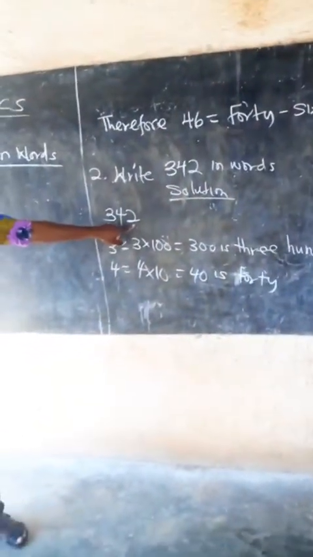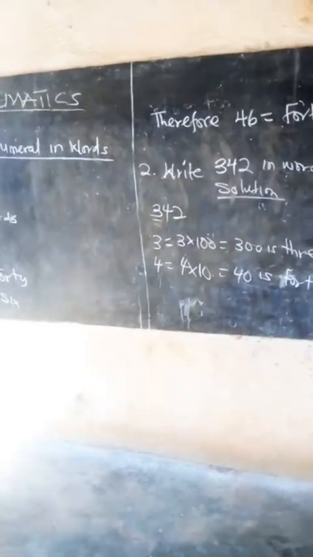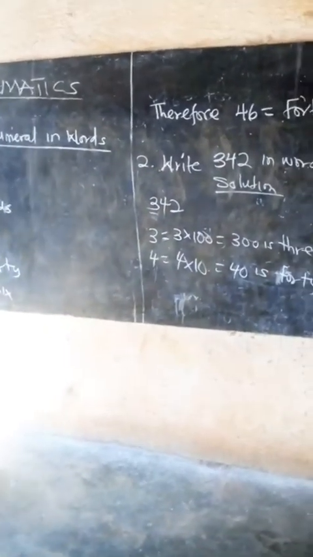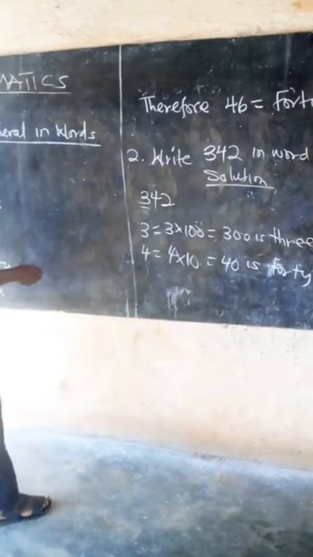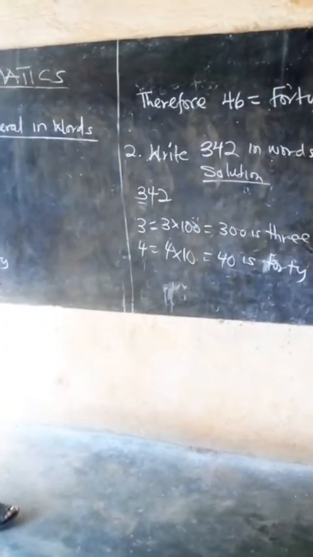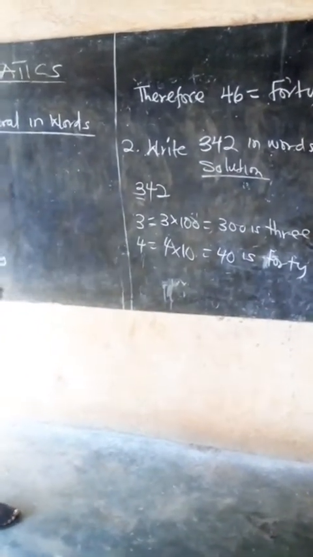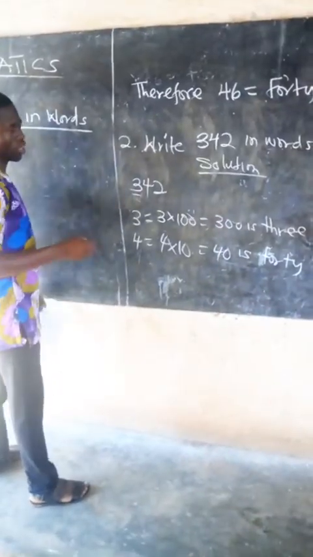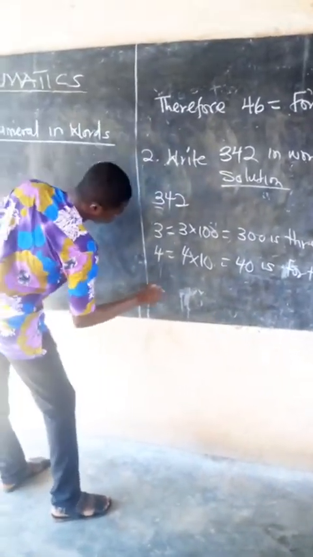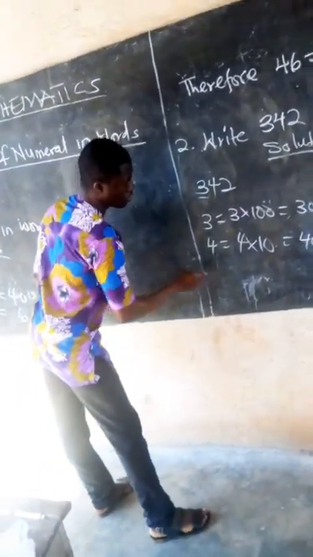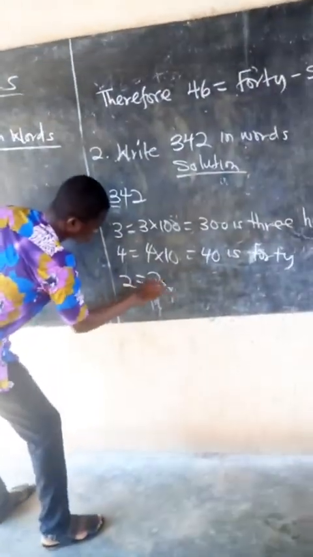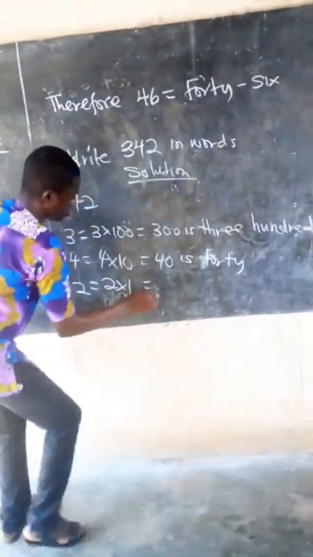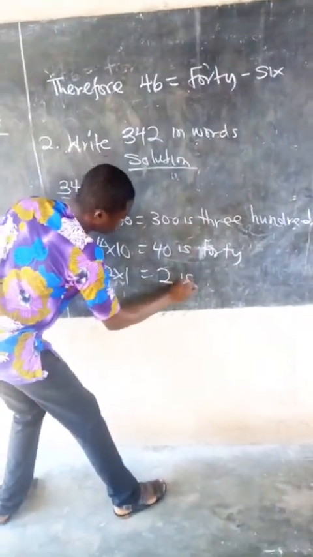From 4 we move to 2. 2 is in ones. So from hundreds you move to tens, from tens you move to ones. So the 2 is in ones, and the 2 is equal to 2, and it's written as two.